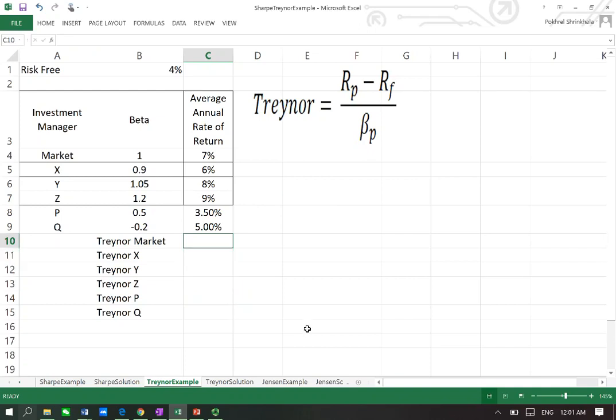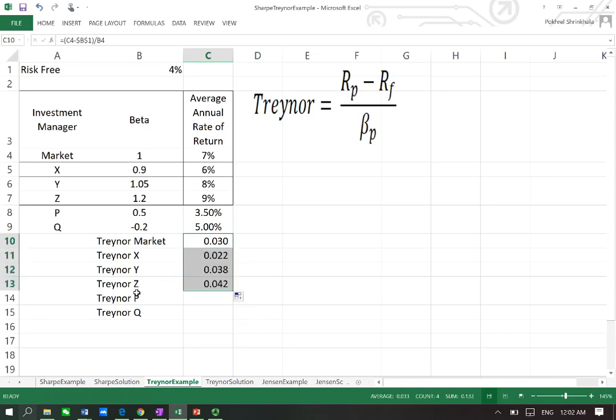So basically what I need to do is find out the return of the portfolio. Now in this case I'm talking about the Treynor for the market, so 7%, take away the risk-free rate, which is 4%, and it is divided by the beta, which is 1, because this is the beta of the market. So if I scroll down now, I can get this.